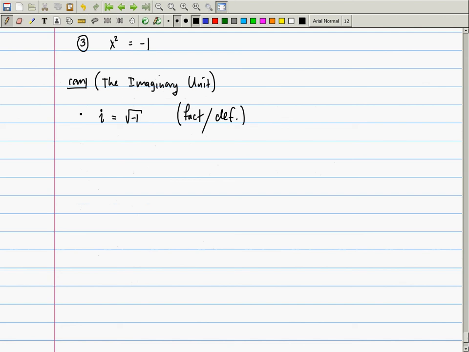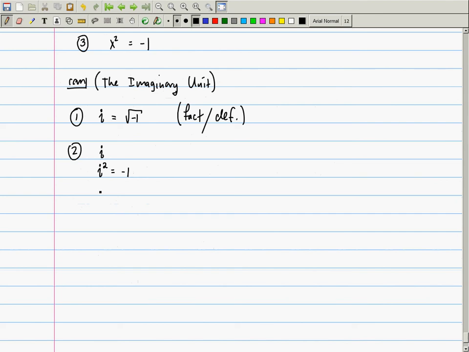Now let's see the consequences. So there's I. What happens if you compute I squared? It's negative 1. That's disturbing, right? Why is that disturbing? Because you might think if you square something, it should be positive or 0. But the imaginary unit squared is negative 1.